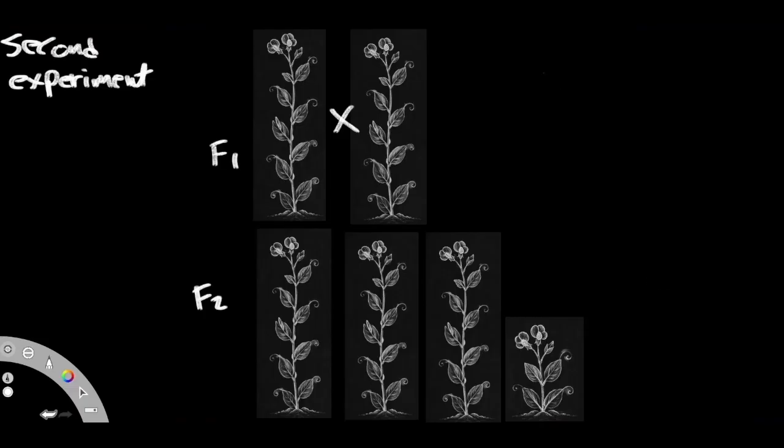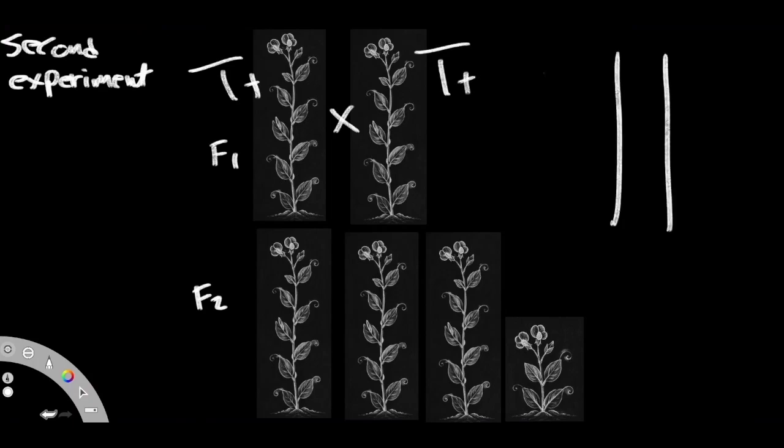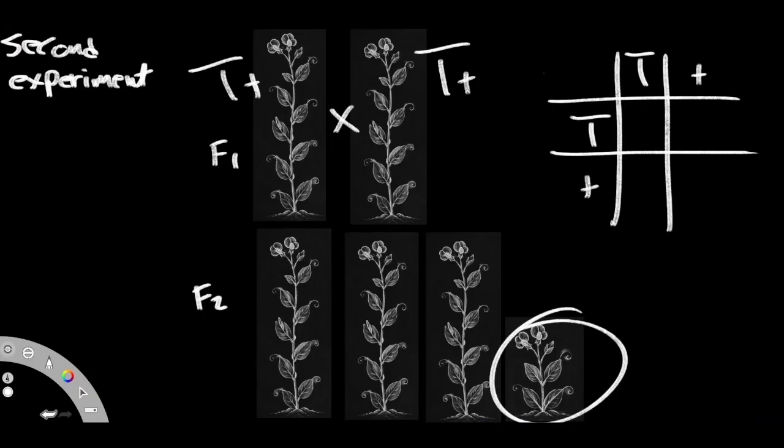So hopefully you guessed that this one must have been a big T, small t, and this one must have also been a big T, small t. Why? Because if you did a cross, it would be the only way that you could have this one, a small t, a short pea plant. Okay? Right over here, right? Small t, where they intersect.